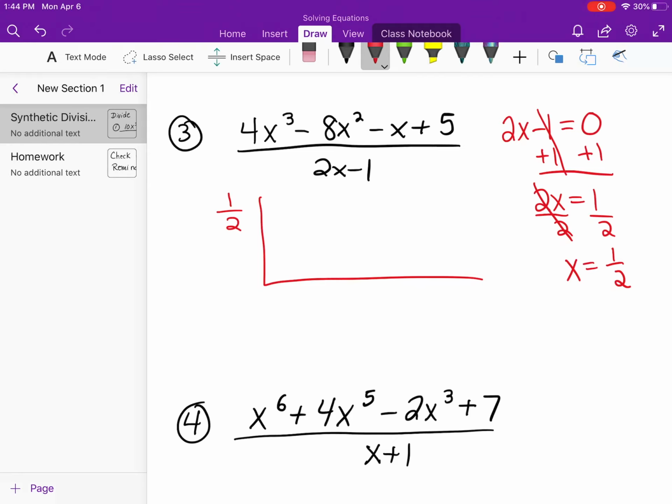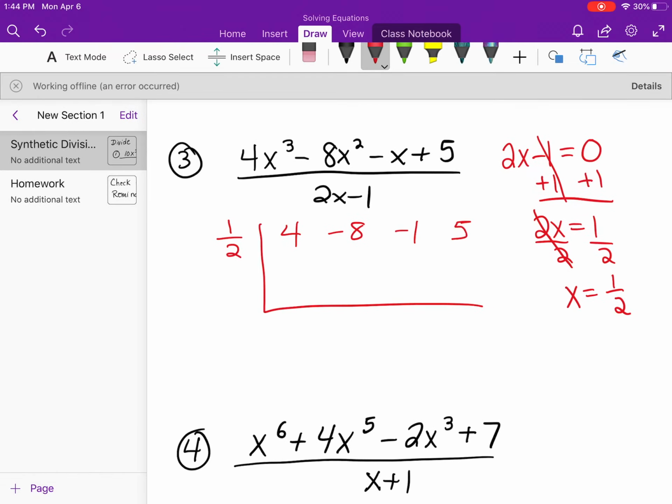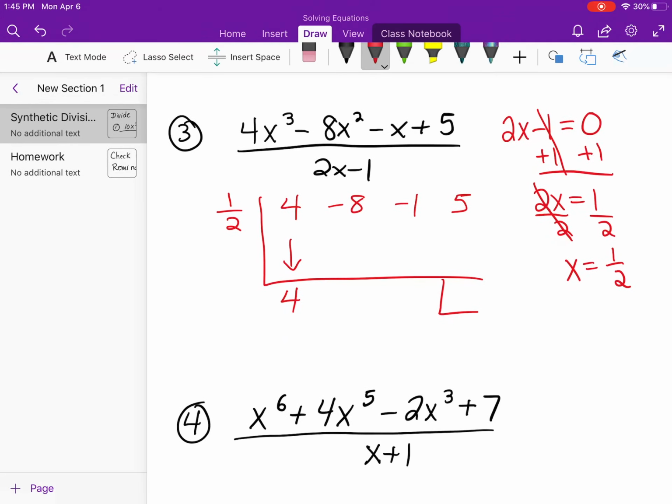And then you're just going to line up your coefficients across the top. 4, -8, -1, and 5. Now I'm just going to drop down this 4. And this is what could be kind of scary for some of you guys, but it's actually not that bad. When you multiply 1/2 times 4, that's just like taking half of 4. Everybody knows half of 4 is 2. So that's 2.